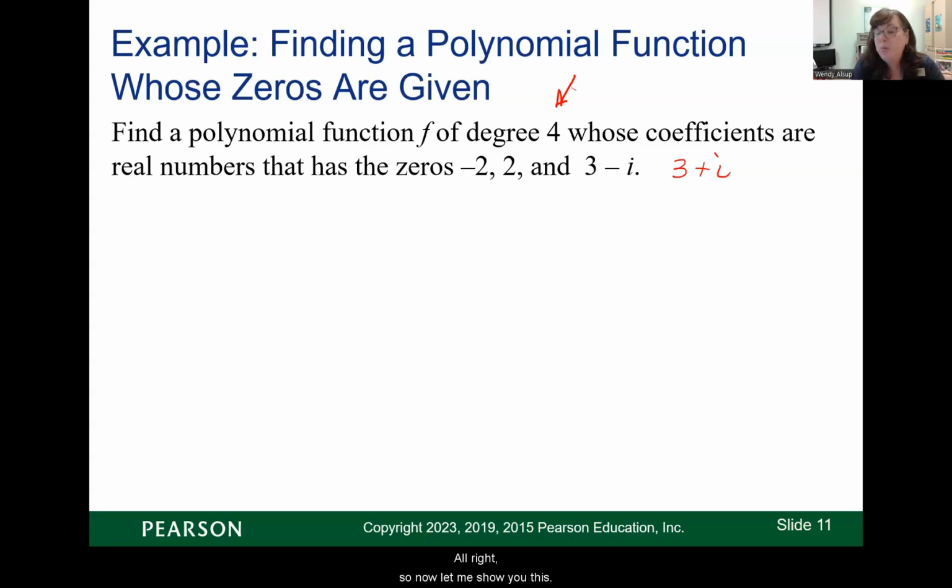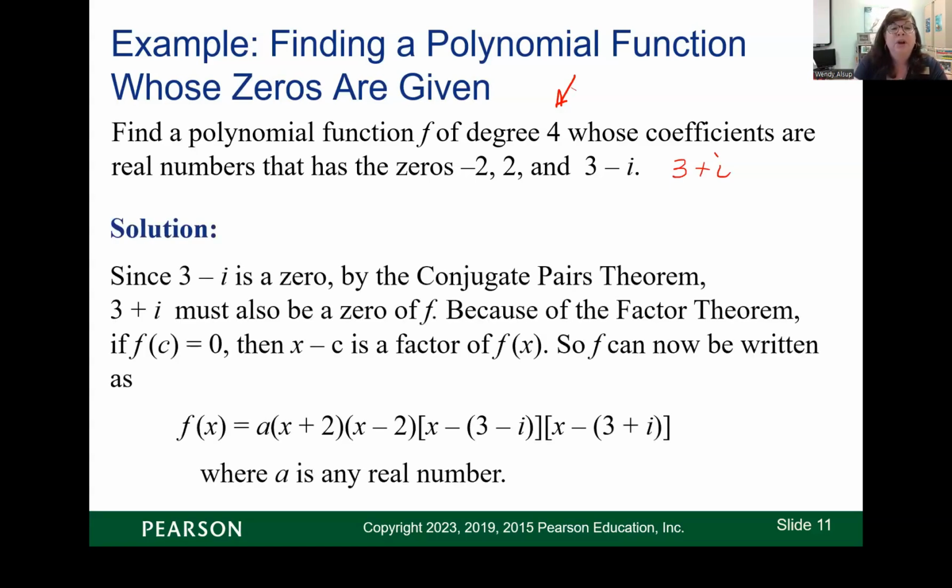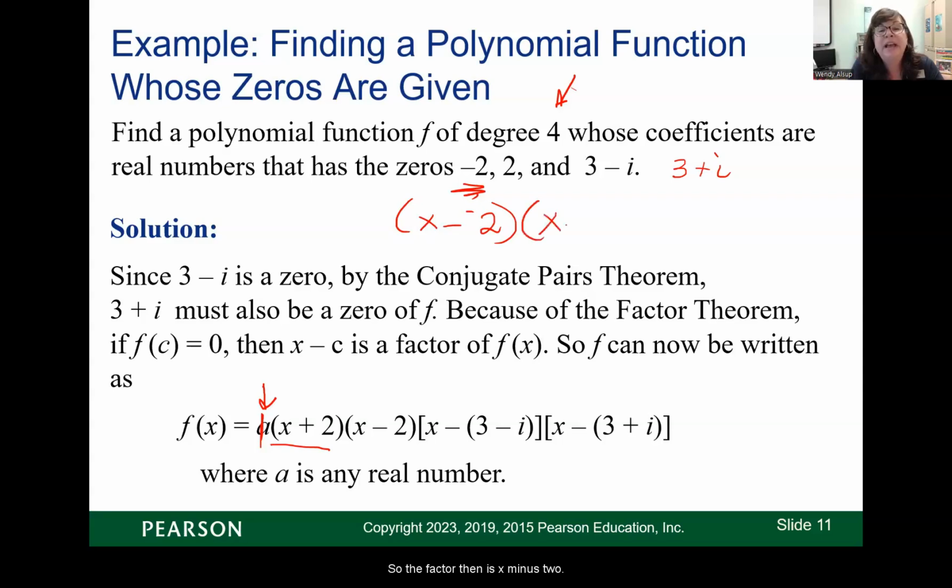All right, so now let me show you this. Now here's what we know about our function. It could have any a value out top. We're just going to assume that that a value is a 1 for ease, and we're going to come up with a polynomial function. The easiest one is that the a is 1 that has these zeros. Well, if it has a zero of negative 2, remember that the factor is x minus the zero, so x minus negative 2, and that's how they get x plus 2 here. Then we had a zero of 2, so the factor then is x minus 2. That's what they've got there.